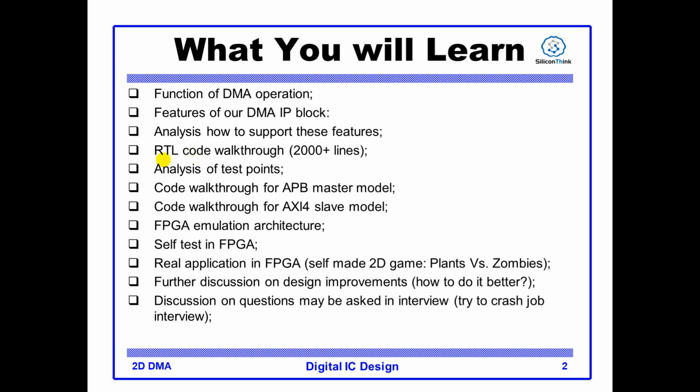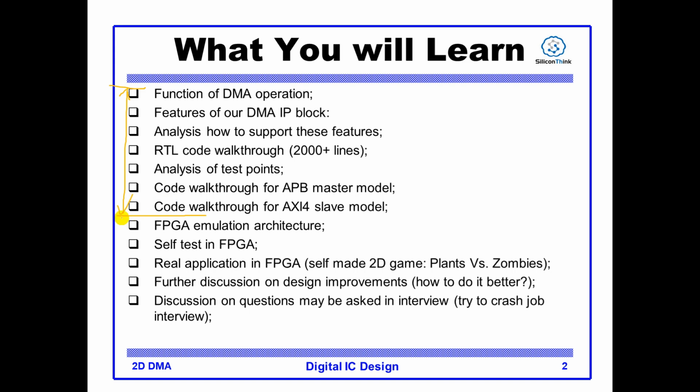Then we will have a RTL code walkthrough of my reference design. It's about 2000 lines. Next, we will analyze the test point for this IP block. After that, I will have a code walkthrough for the test environment. It includes APB master model, AXI4 slave model. So I think you can do all of these steps with me. They are all the EDA flows.